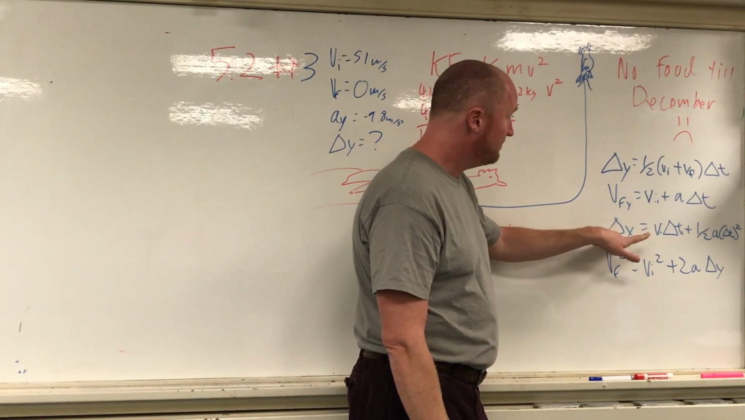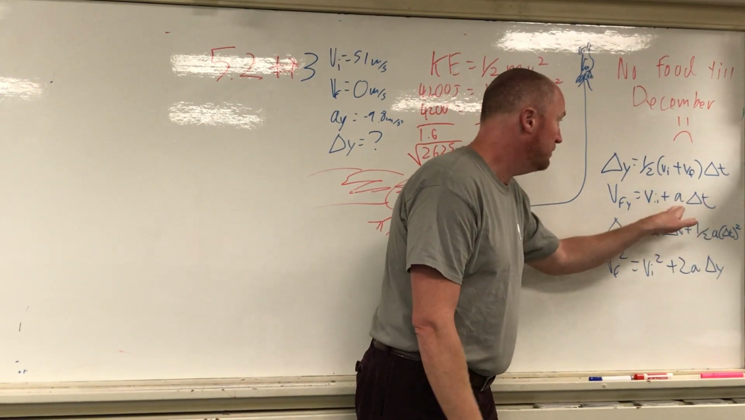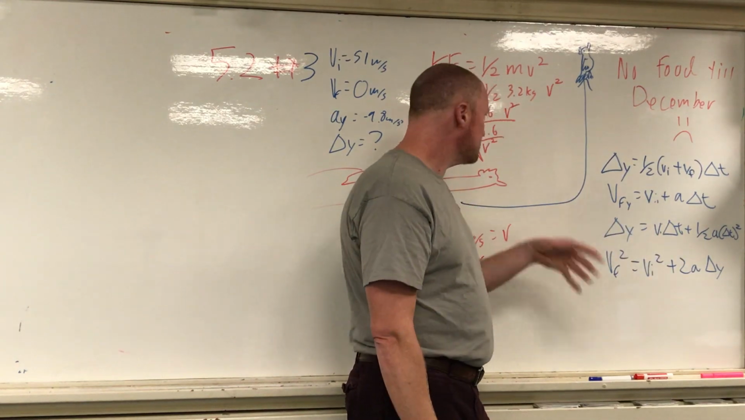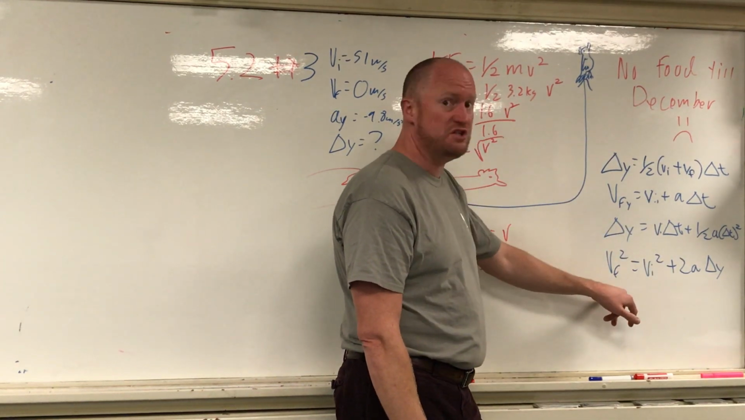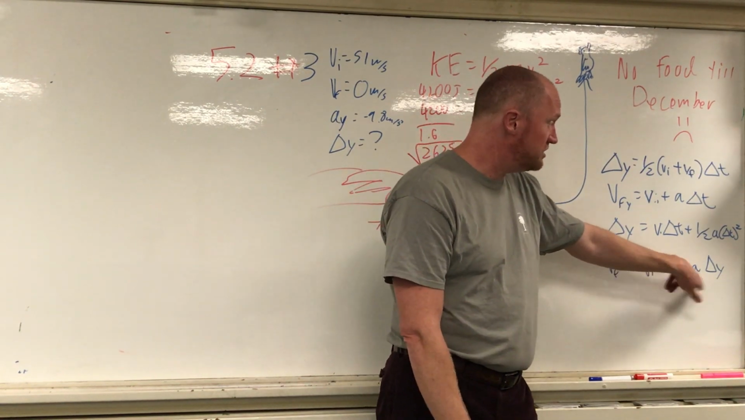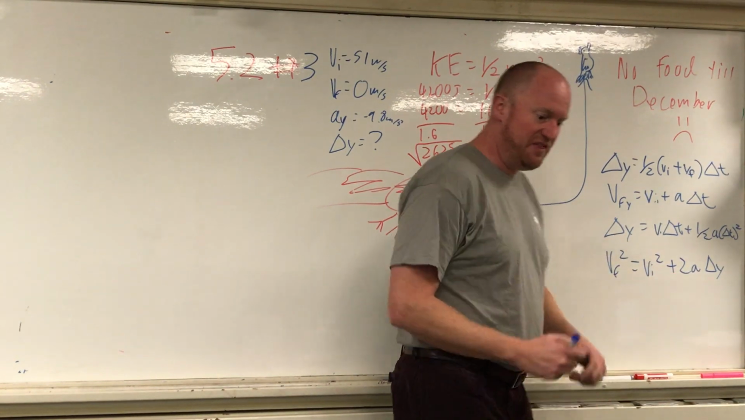Here's delta y. That's what we're looking for. Initial velocity, we got that. We got acceleration. We could take the time and put it in, but again, that's a 2-step, a lot of extra steps. But what about this one? Final velocity, initial velocity, acceleration, and delta y, which is what we're looking for. Got it. That's what we're doing.